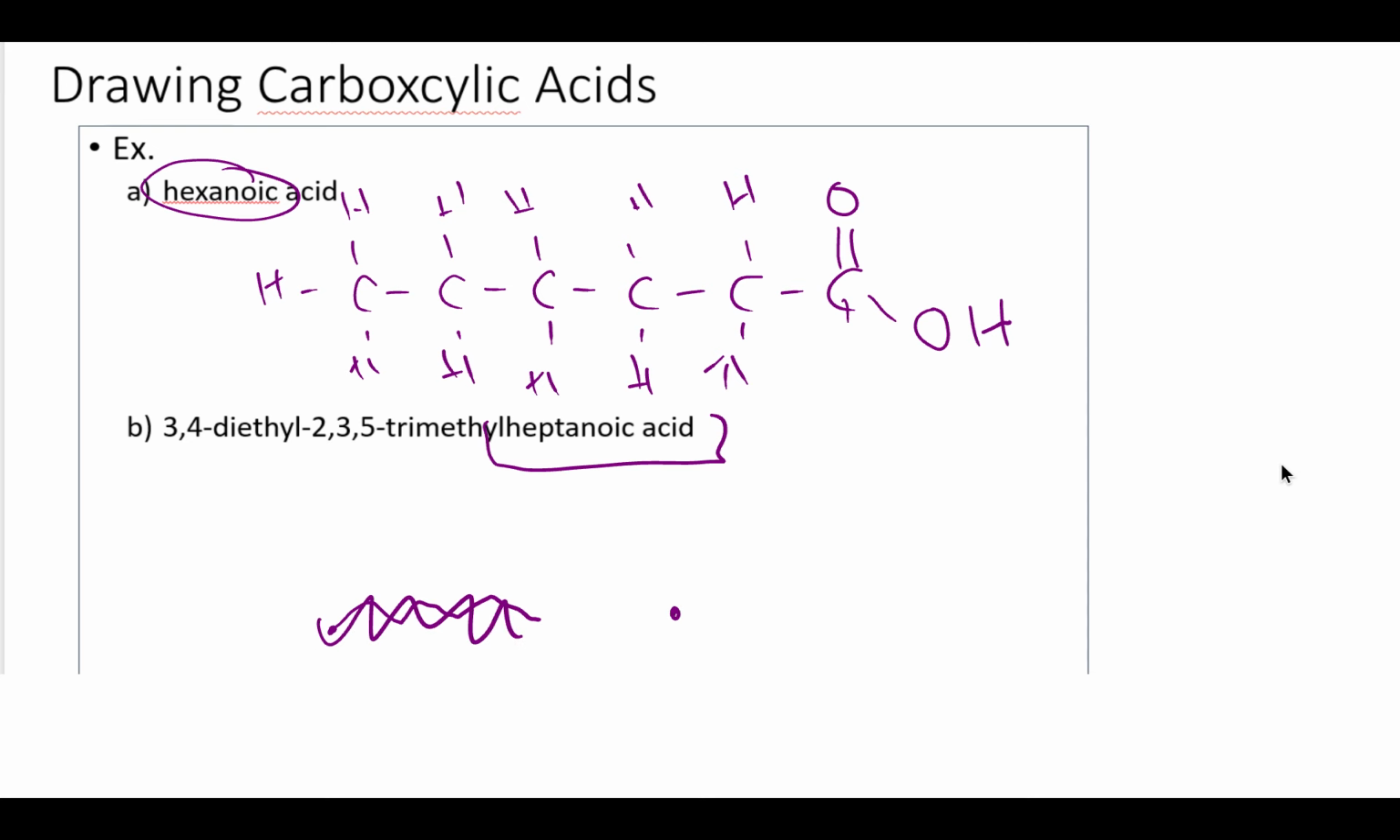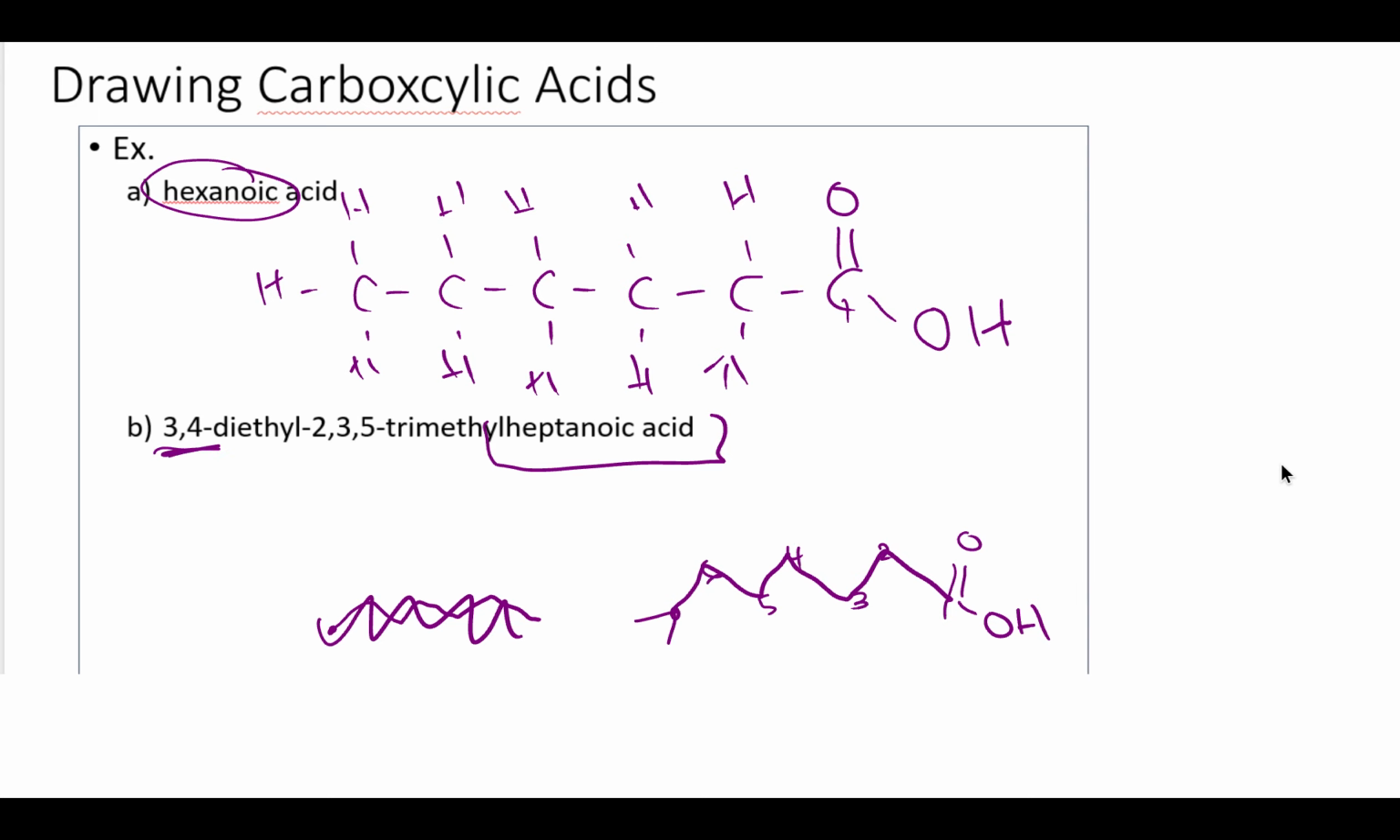So 1, 2, 3, 4, 5, 6, 7. I don't think that's any better. And on my last carbon is the one I usually make carbon 1 with carboxylic acids. I will do my double bond oxygen, single bond OH group, and this is carbon 1. So then I have carbon 2, carbon 3, carbon 4, carbon 5, 6, and 7.